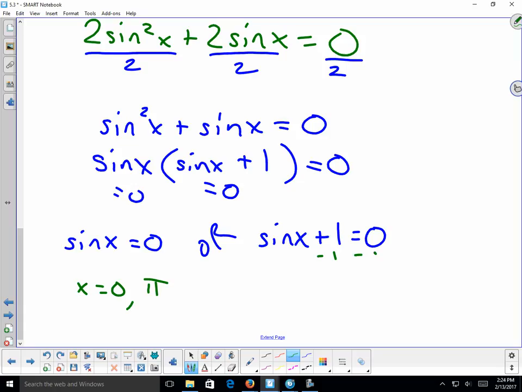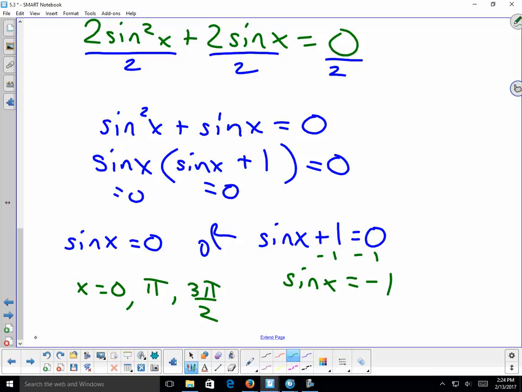If I subtract 1 from both sides, I get sine x equals negative 1. So where would that be on our unit circle? Madeline? 3 pi over 2. Do people agree with that? Yes. 3 pi over 2 is down here, and that ordered pair is 0, negative 1. So we're adding 3 pi over 2 to our list.